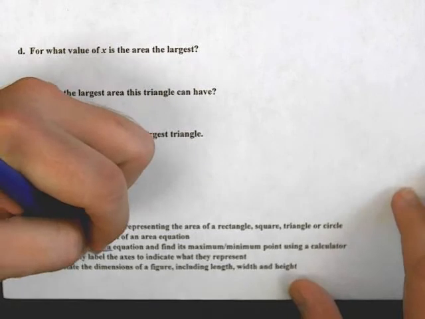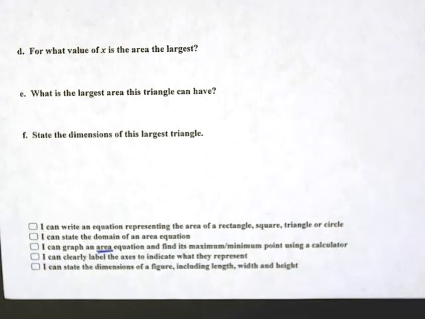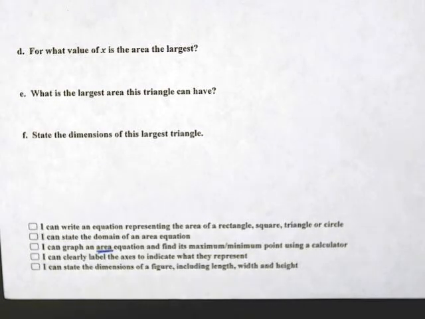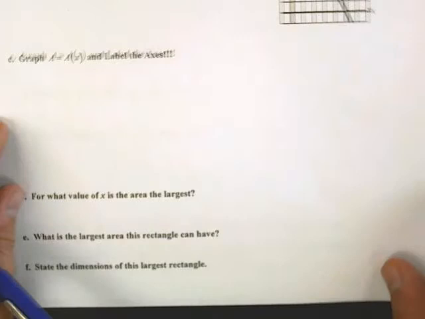Keyword here: area equation. That'll make a little more sense in a little bit. Once we have an area equation, we want to be able to find a max or min point using the calculator. We want to be able to clearly label axes to indicate what is represented on this area equation. And then lastly, we want to be able to state the dimensions. That is what we are trying to do today.